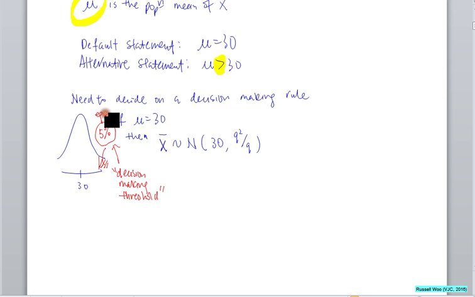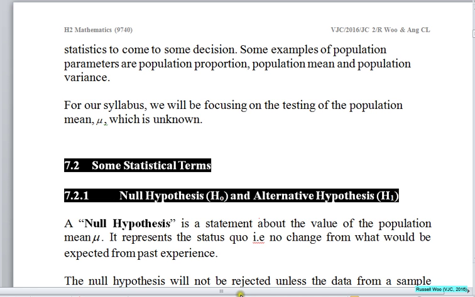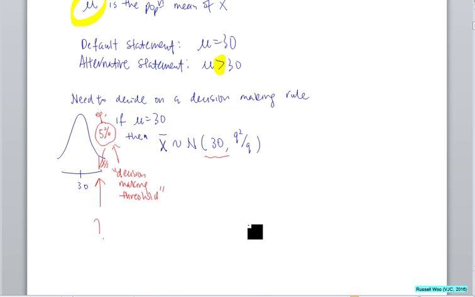In this case, just as an example, if we decide on 5%, are we able to find out this number? Are we or are we not? Can, right? Because you know the distribution, you use inverse norm. Okay, quickly do it. Inverse norm 0.95, mean is 30, standard deviation is 3. So you do this, 0.95, I think it is 34.9. Am I right? Yeah.